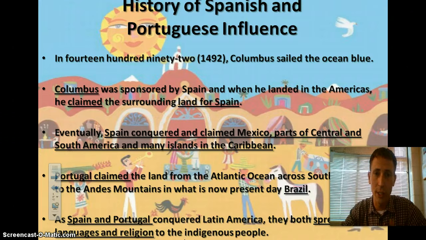As both countries conquered Latin America, they both spread their languages and religion to the indigenous people. By indigenous, I mean people who are native to that area. Therefore, they're also known as Native Americans.